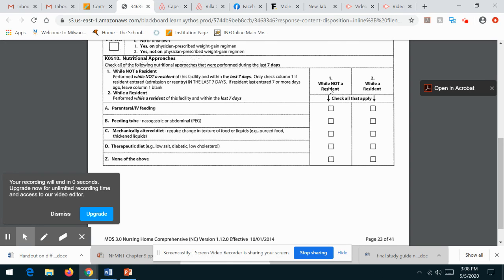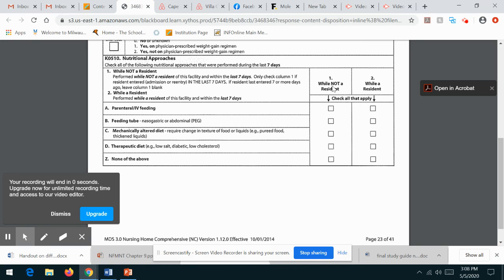While a resident, have they been getting IV feeding? Do they have a feeding tube? Are they on a mechanically altered diet? So the international dysphagia standards. Are they on a therapeutic diet or none of the above?